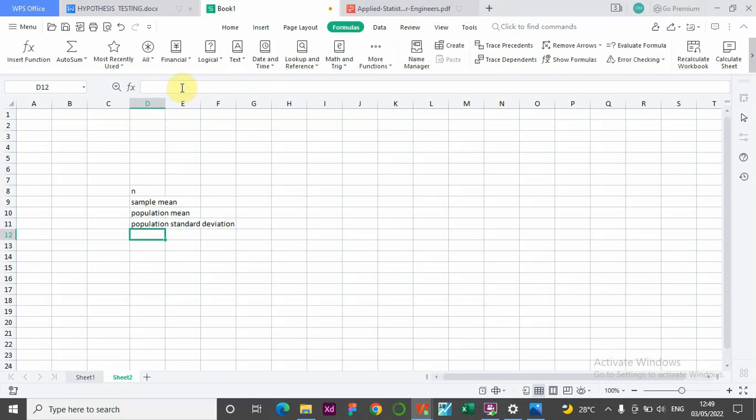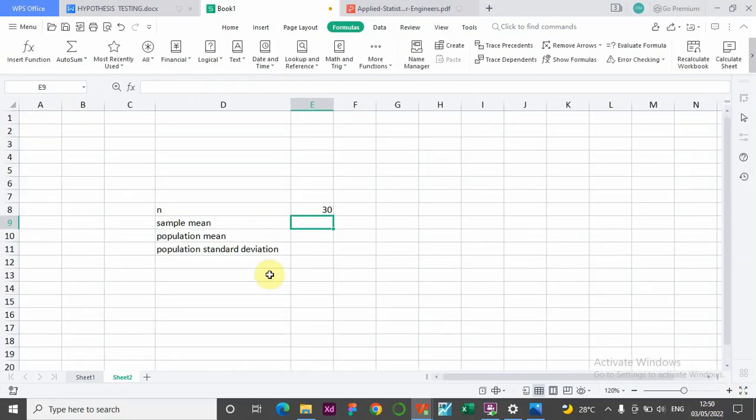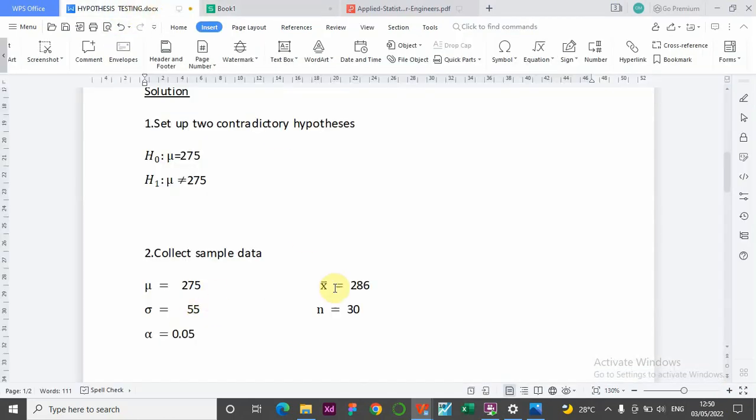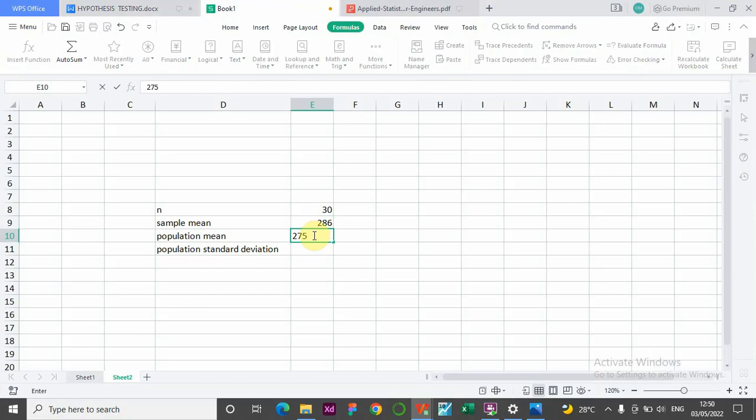Okay, good. So these are the statistics and the parameters that we need. The sample size is 30. The sample mean from the question is 286. The population mean is 275. Then the population standard deviation is 55.